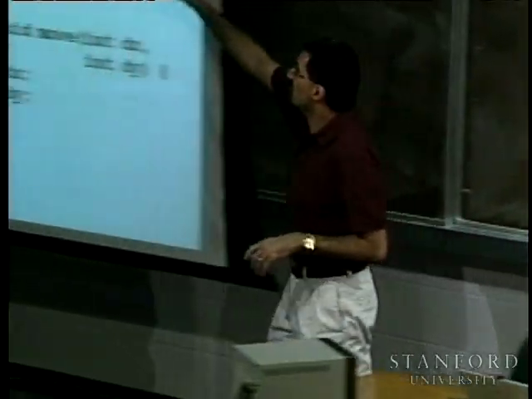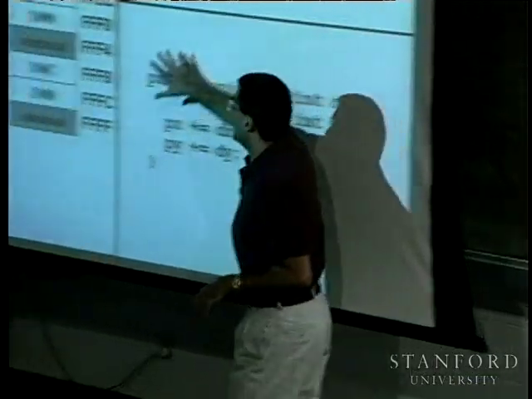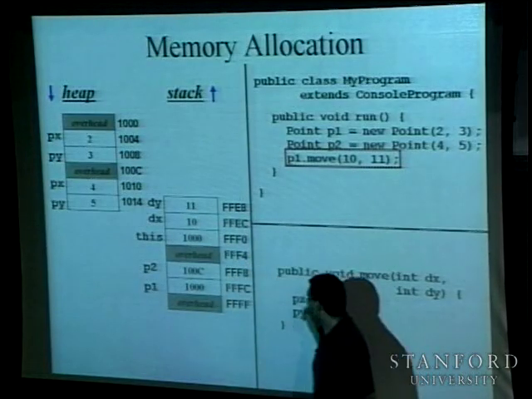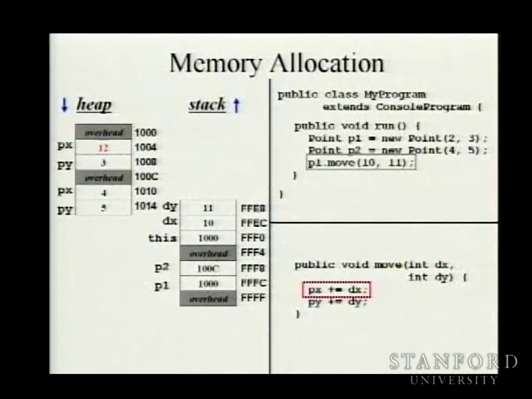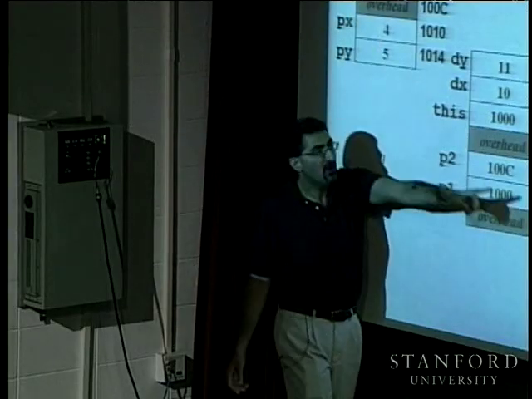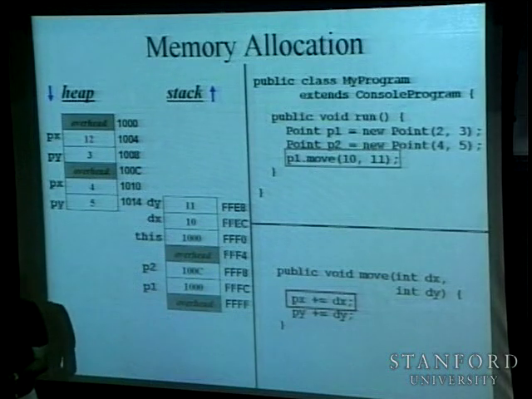So let's keep following this through and see what happens when we make this move call, right? We got all this information on the stack. We haven't actually done any of the instructions in move yet. So move comes along and says, hey, I'm going to do the first instruction. I'm going to add whatever is in dx, which happens to be the value 10, over to px. Which px do I know to refer to? It's the px that I get to by following the this pointer, or going to the address of this. So it goes up to 1,000. It looks at the overhead, so it can figure out where px is, starting at location 1,000. And it says, hey, it's over here. Its value was 2. I add 10 to it, so now it gets the value 12.